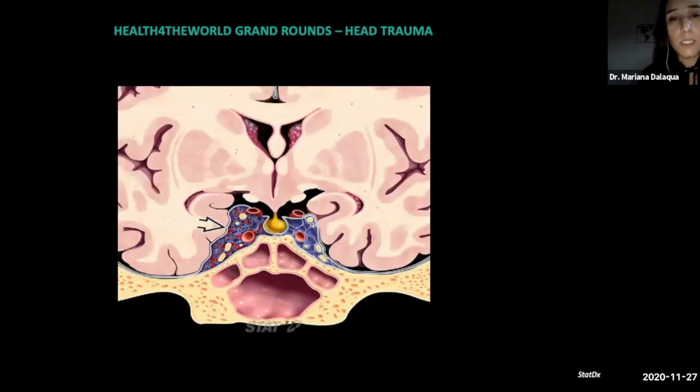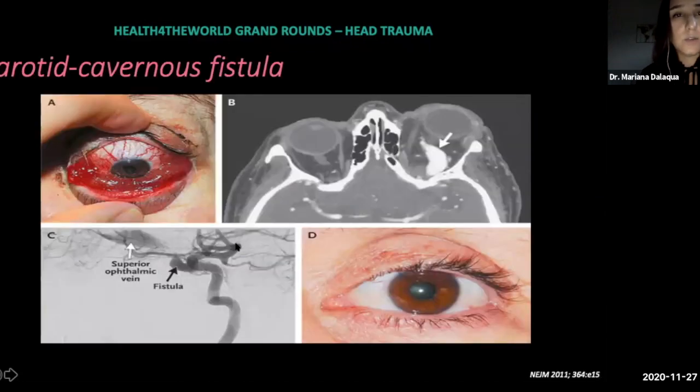So this is a schematic drawing just to show you that because of the trauma, there is mixing of the arterial blood coming from the internal carotid artery with the venous blood of the cavernous sinus, and of course it is going to cause some complex neuropathy of the cranial nerves that pass just along or inside the cavernous sinus. So here is an example from the literature, a patient with chemosis and proptosis that underwent an angiography that confirmed the fistula, and after the endovascular treatment, the patient was properly treated and the ophthalmic complications regressed completely.